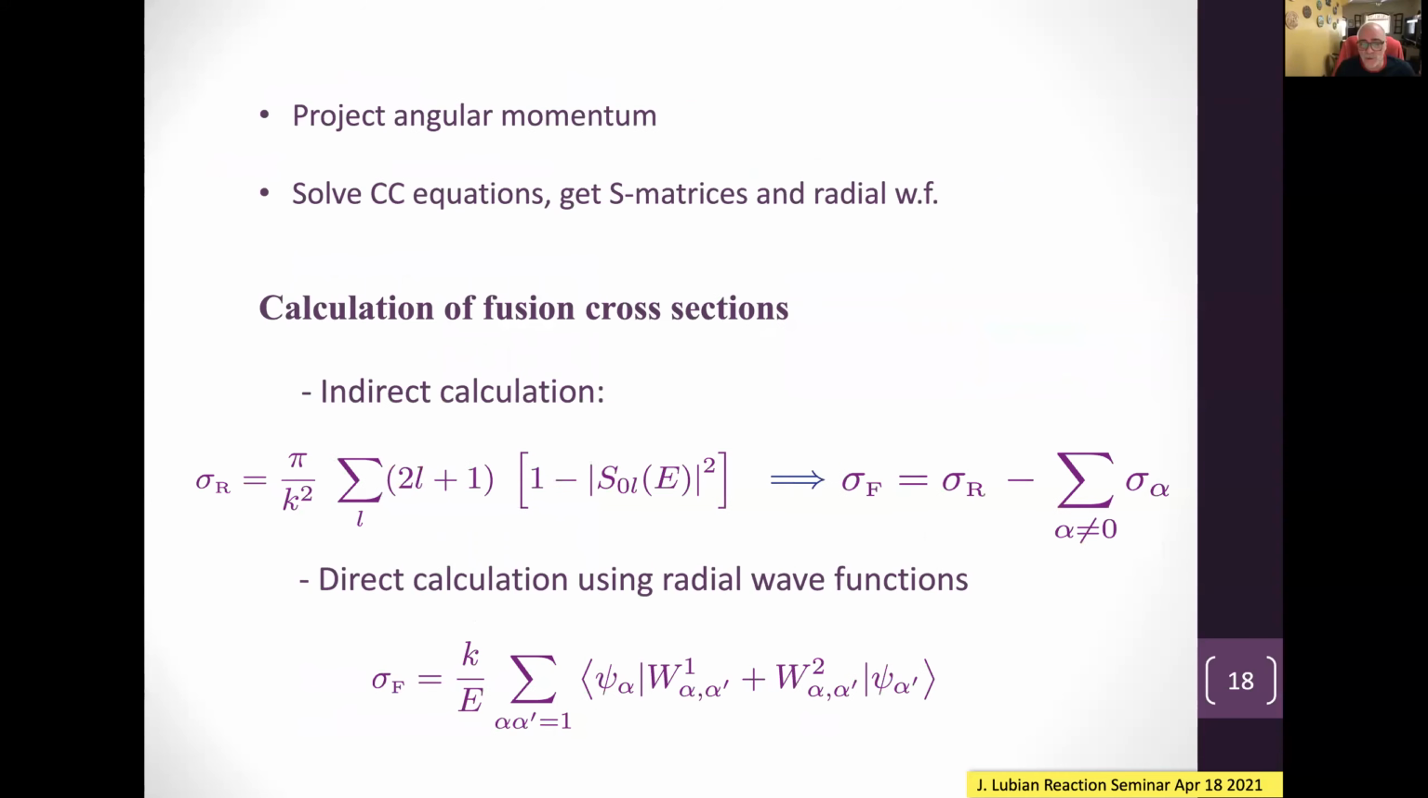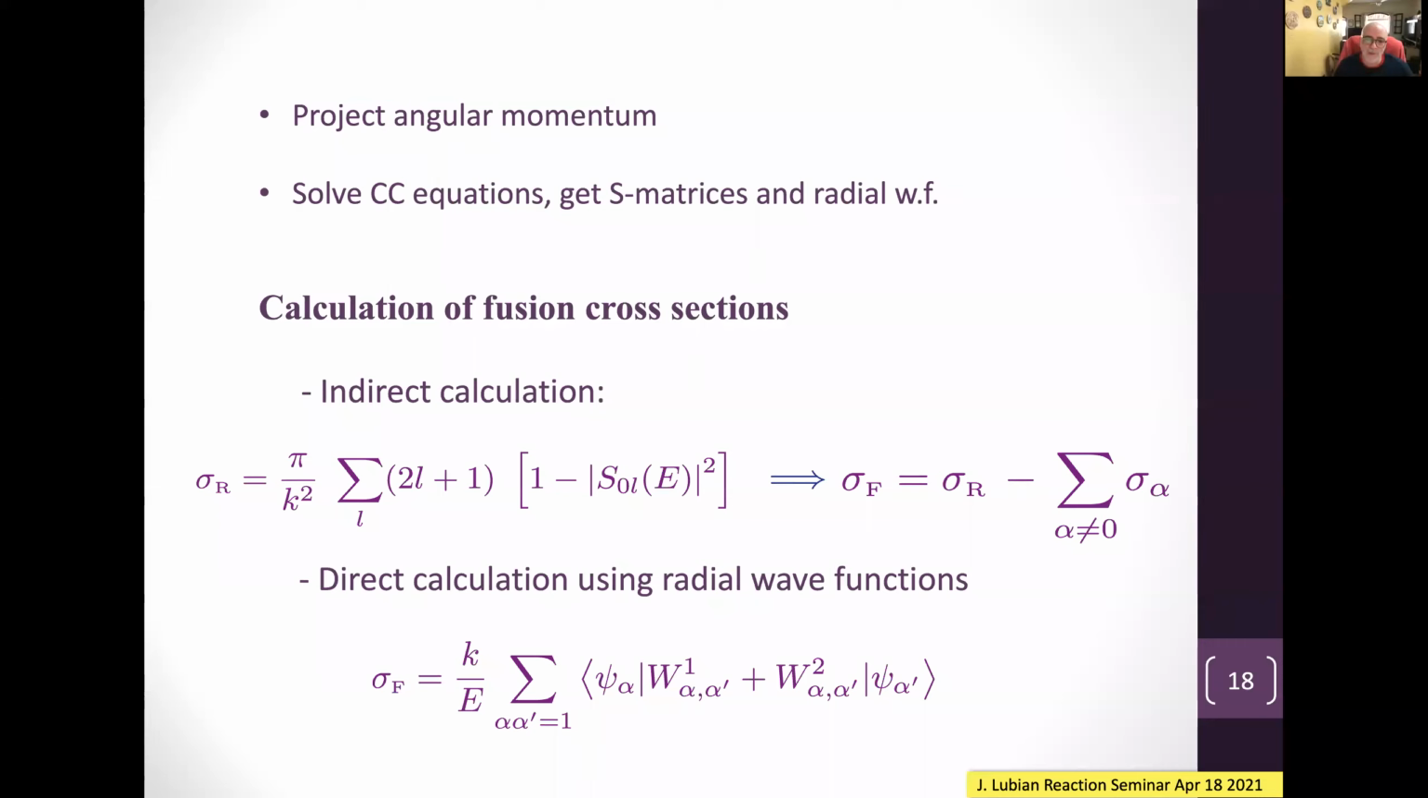So what we do in this case is to project the wave function in angular momentum and to solve the coupled equations to get the S matrix and the wave functions. Having this, we can calculate the fusion cross-section. So there is always a way to calculate it indirectly.